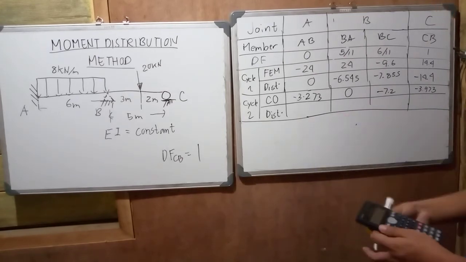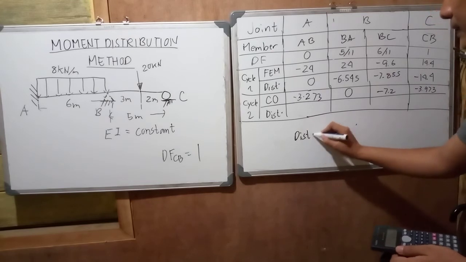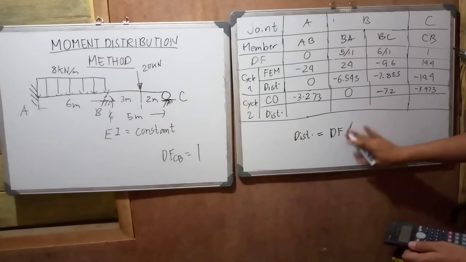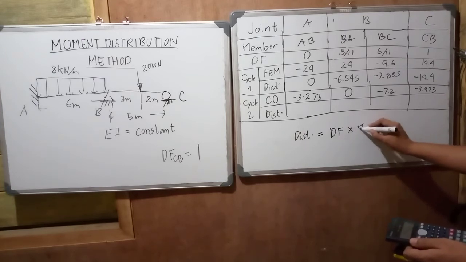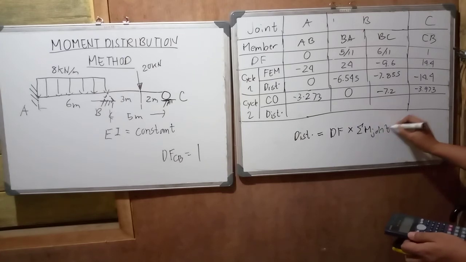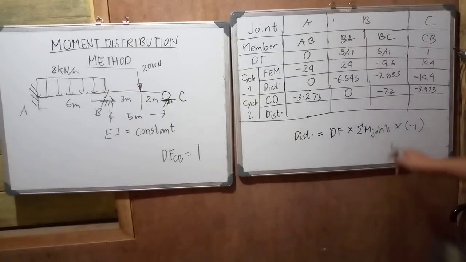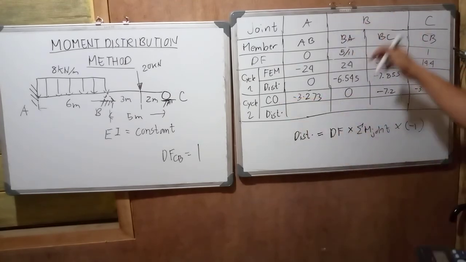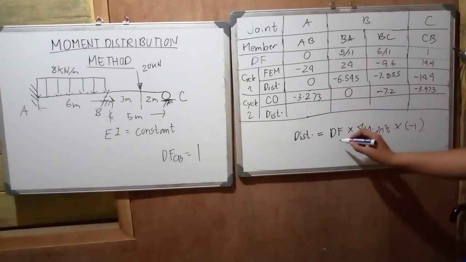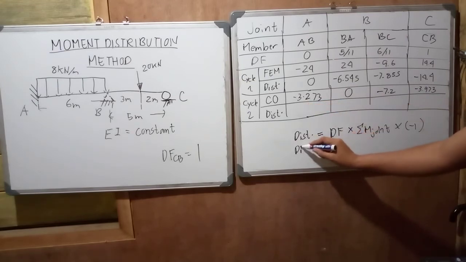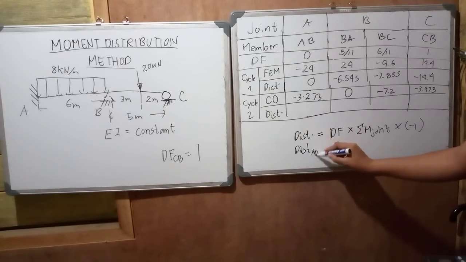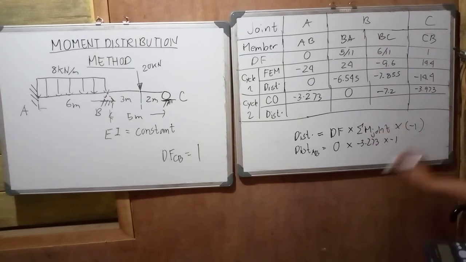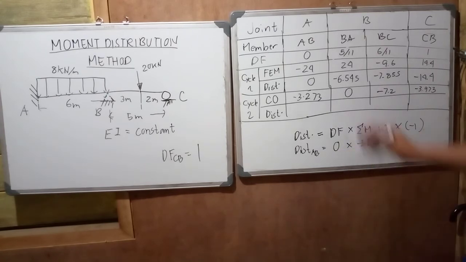Okay? So, alam naman natin, ganun pa rin. So, distribution natin is, di ba? DF times summation of moments at joint times -1. Okay? Yung moment natin dito, hindi na si FEM, si carry over na. Dito na side, kay AB, 0 na yung distribution factor niya. Di ba? Distribution at AB, 0 yung distribution factor niya, tapos -3.273 times -1. So, automatically, any number multiplied by 0 is 0.